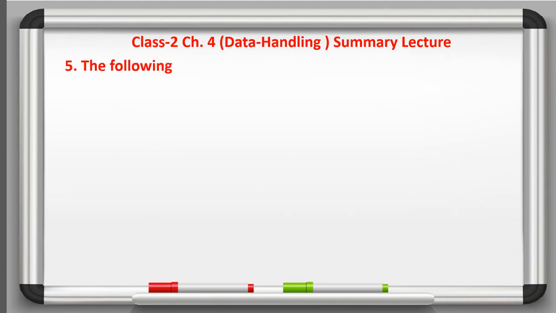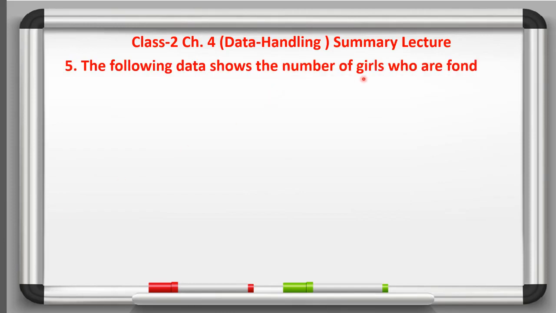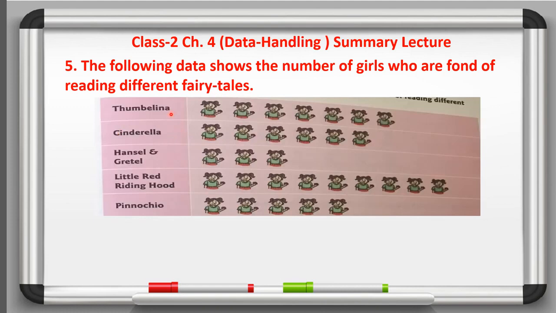It is given the following data shows the number of girls who are fond of reading different fairy tales. So here we have given the name of some fairy tales books, okay, and we have to observe this data and we have to give the answers according to this given data. So here the first one is Thumbelina. So how many girls like to read Thumbelina? 1, 2, 3, 4, 5, 6, 7.